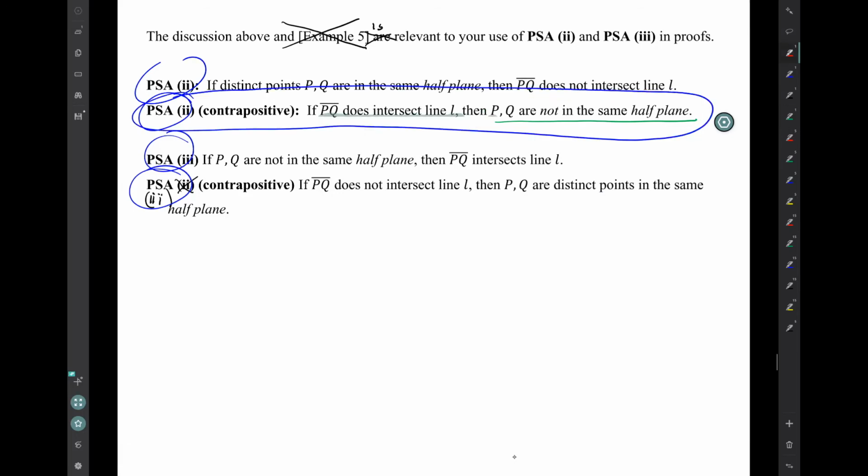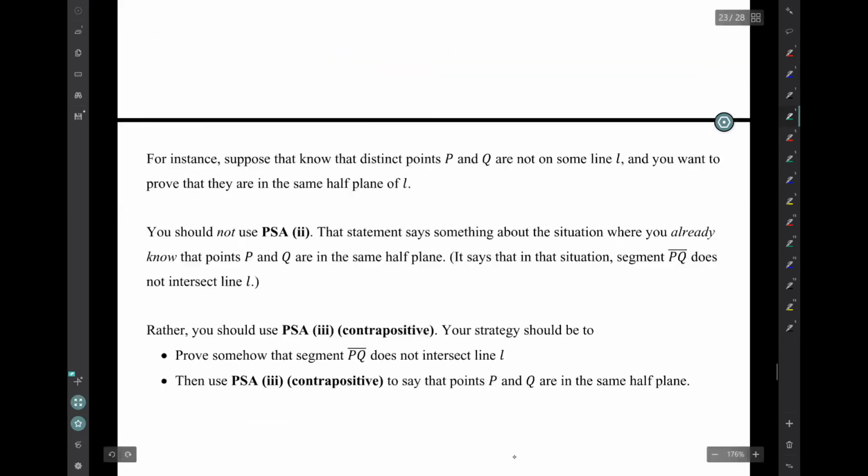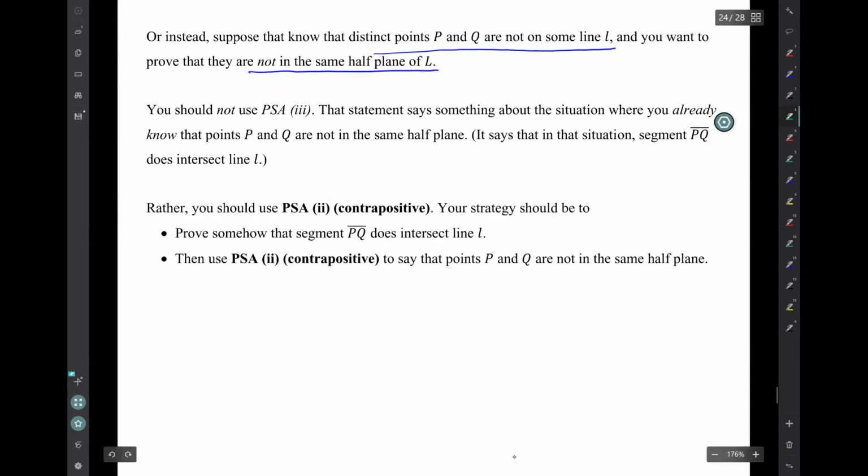So how will we use PSA 2 contrapositive? Well, it says if segment PQ does intersect line L, then you're allowed to say that P and Q are not in the same half plane. So our strategy will be first prove somehow that segment PQ does intersect line L, and then use that axiom, PSA 2 contrapositive, to say that points P and Q are not in the same half plane.